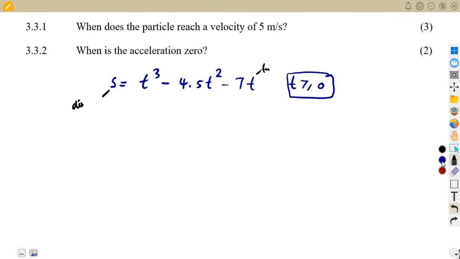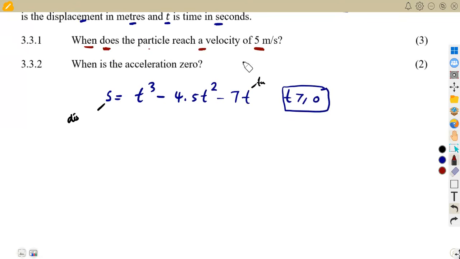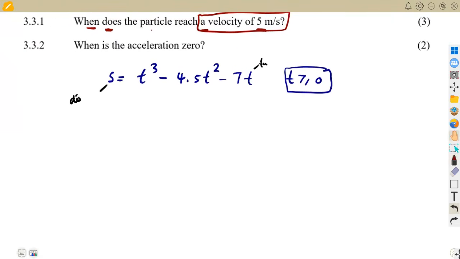So the question now is this part. When does the particle reach a velocity of 5 meters per second? Take note of what we are given here, a velocity of 5 meters per second. When, meaning to say, what are we referring to when we are given when? We are referring to time in this case. The question is for us to calculate the time.